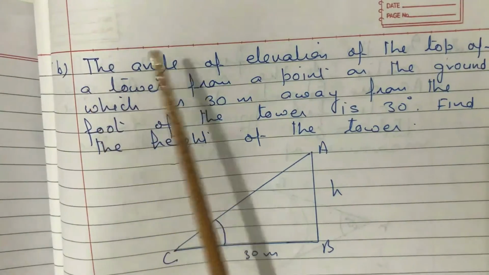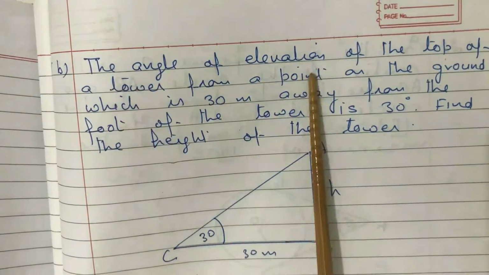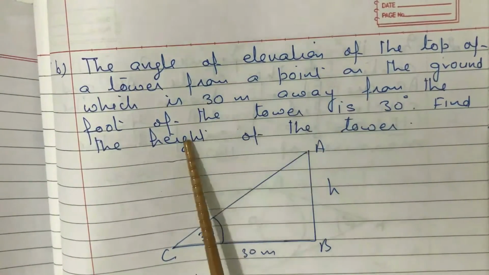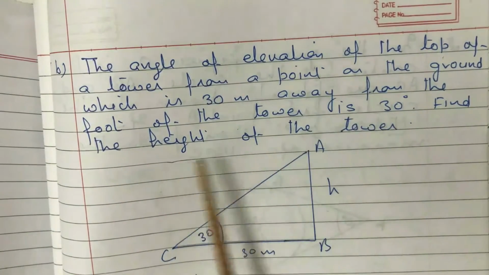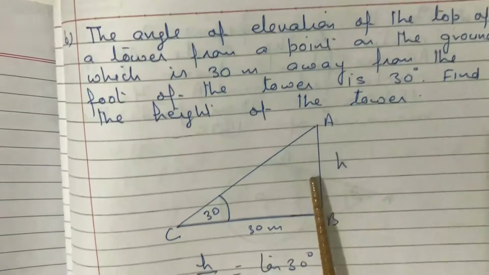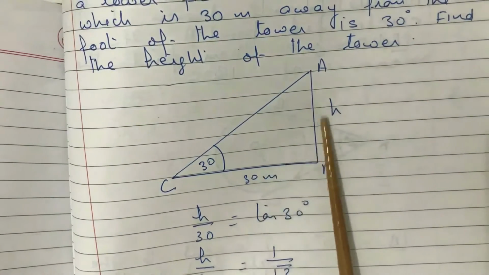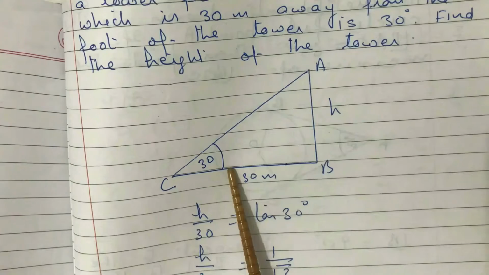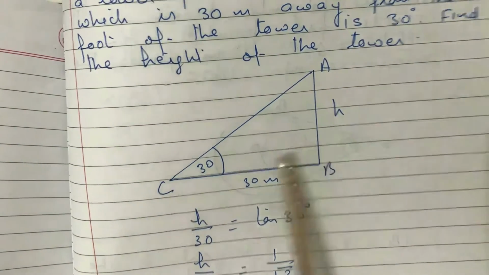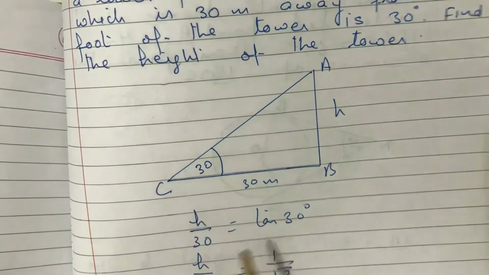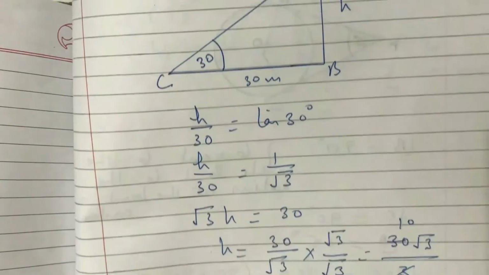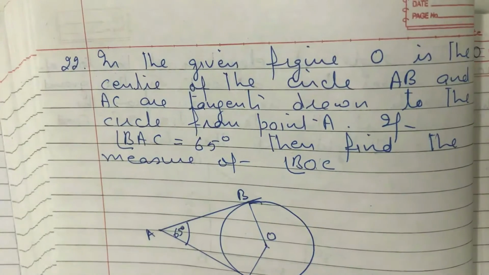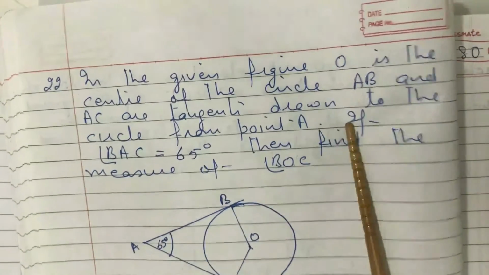Now 21st question B part is: the angle of elevation of the top of a tower from a point on the ground which is 30 meters away from the foot of the tower is 30 degrees. Find the height of the tower. Now this is the figure. This is the height of the tower and this distance is 30 meters and this angle is 30 degrees. I am to find the height. So h by 30 is equal to tan 30 degrees. When you solve this, you will get 10 root 3. That is the answer.